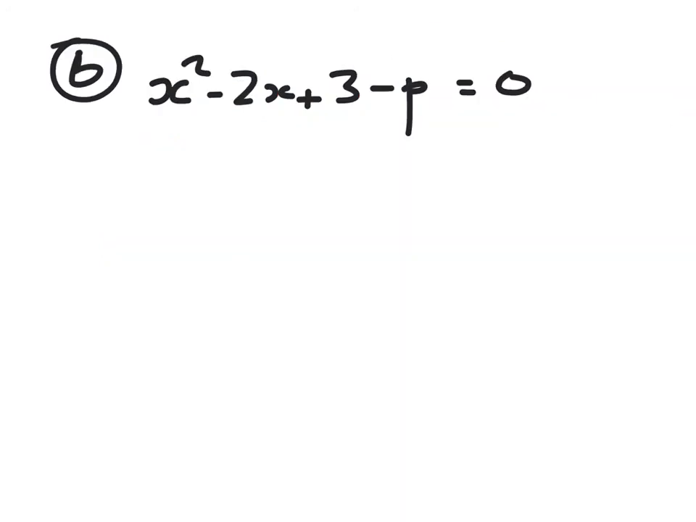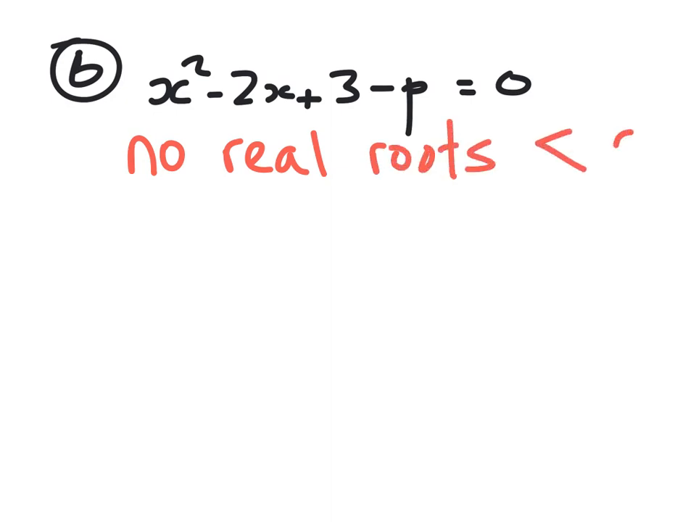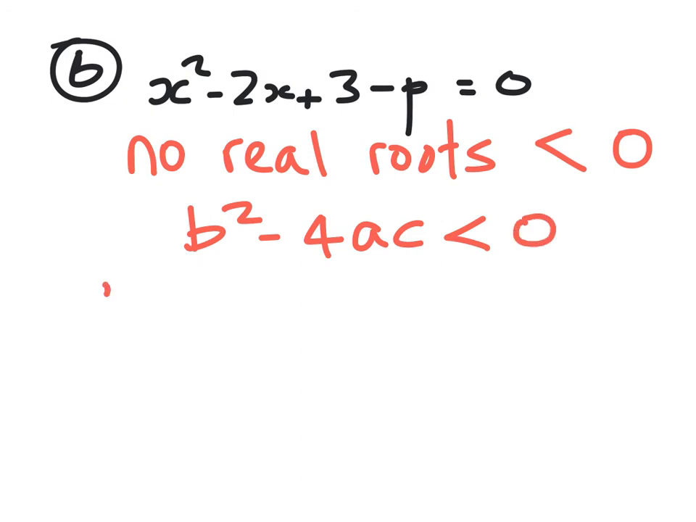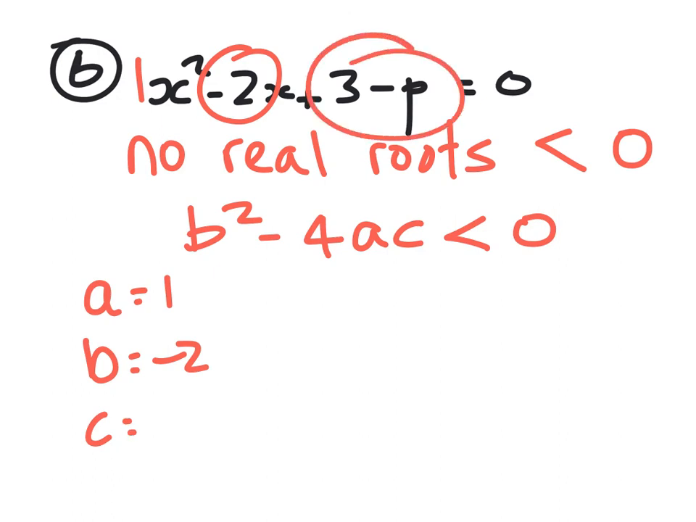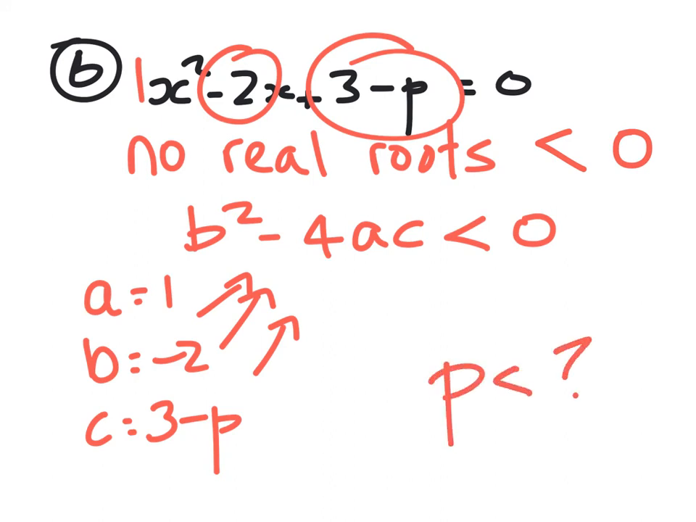And lastly, number 6. We need to know when it's got no real roots. So no real roots, what's the condition for that? The condition for that is that the discriminant must be less than 0. Your b squared minus 4ac has to be less than 0. So identify your a, 1. Identify your b, negative 2. Identify your c, 3 minus p. Plug all of these into that formula, and you should get a nice wee simple answer coming out, that p is less than, well, you tell me.